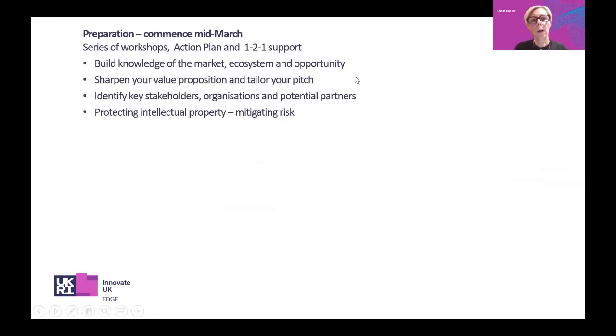Okay, so that gives you a little bit more of an idea of what people are getting out of it and the benefits of the programme. I'm now going to speak a little bit more about what the experience would mean for you.